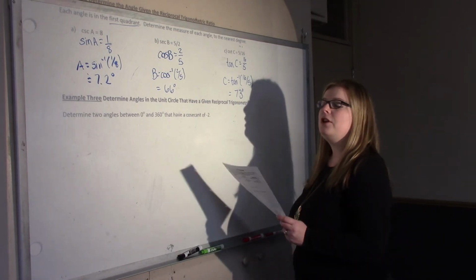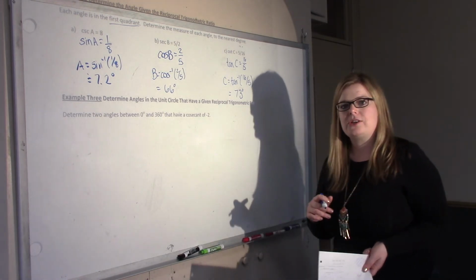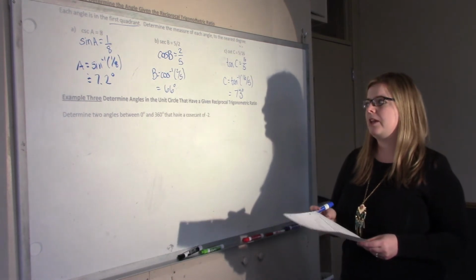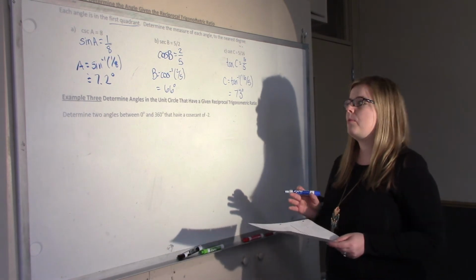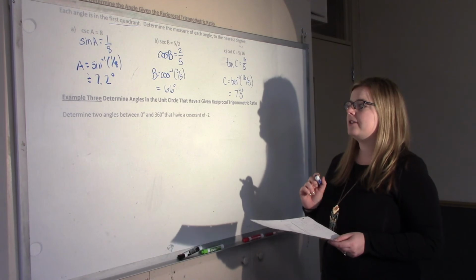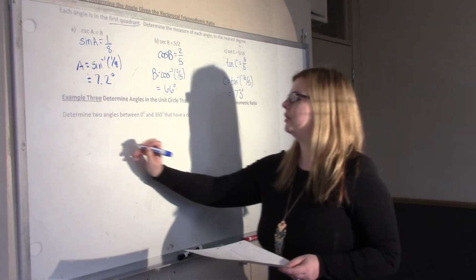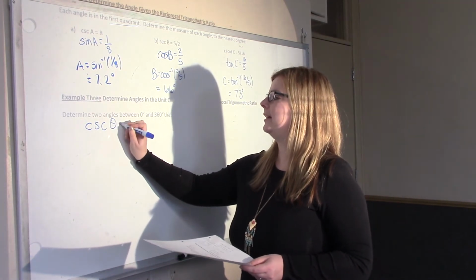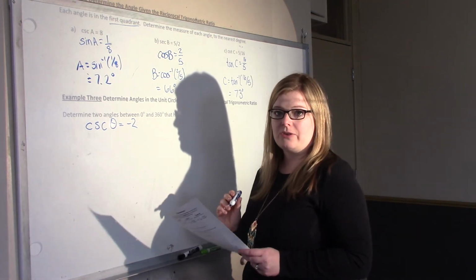Okay? So if they give you a reciprocal trig ratio, you need to change it back to one of the primary trig ratios, and you do that by just flipping top and bottom. Those were all just in the first quadrant, so we were only looking at acute angles. But what if we're looking at the whole Cartesian plane? Determine two angles between 0 and 360 that have a cosecant of -2. Okay, so we have cosecant theta equals -2. We need to change this to a primary trig ratio.